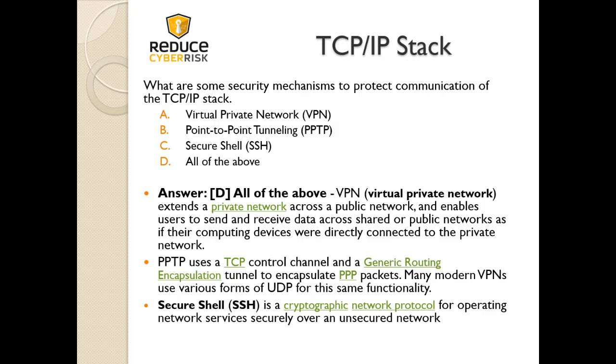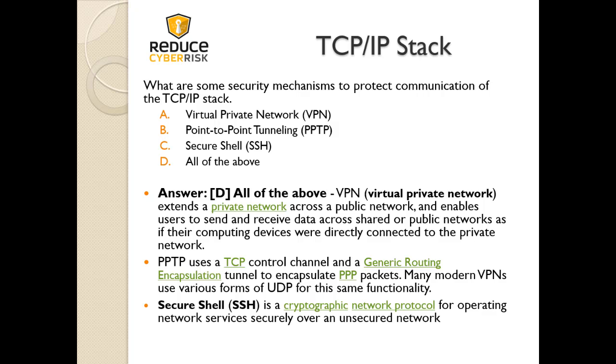A VPN extends a private network across a public network, so you go to your Starbucks or wherever, log into your VPN, and have access to your corporate network or your home network. It allows you to send and receive data across shared public networks. PPTP uses a TCP control channel and a Generic Routing Encapsulation tunnel to encapsulate PPP packets. Many modern VPNs use various forms of UDP for this. PPTP is kind of gone away, the dodo bird, and isn't recommended, but you may still see it on the CISSP exam.